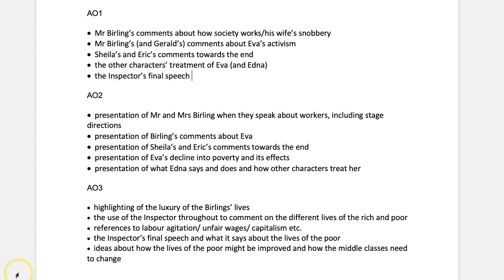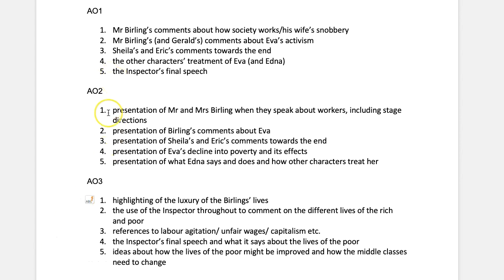Well, to do that, I'm going to convert my bullet points into numbers. I can see that there are actually 5 in each assessment objective, and a mini miracle happens. So let's have a look at the first one here. Mr. Birling's comments about how society works and his wife's snobbery. So that's my reference to the text. What am I going to say about those? Well, I'm going to link that to this number one here. So it does actually link.